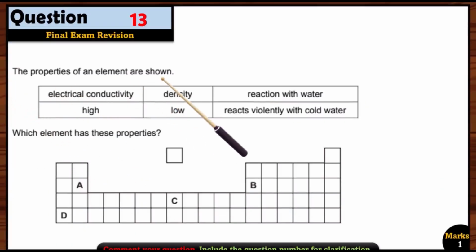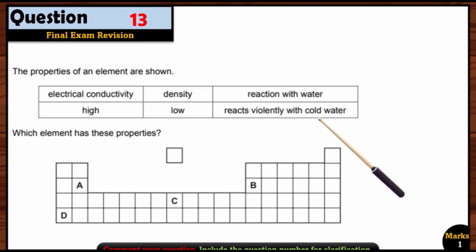Question 13. The properties of an element are shown here. Which element has these properties? Okay, let's see. Electrical conductivity is very high, so it means A, D, or C options can be right because they are metals, right? But the density is low. So density usually increases down the group. So if you see, A or C can be the right option.